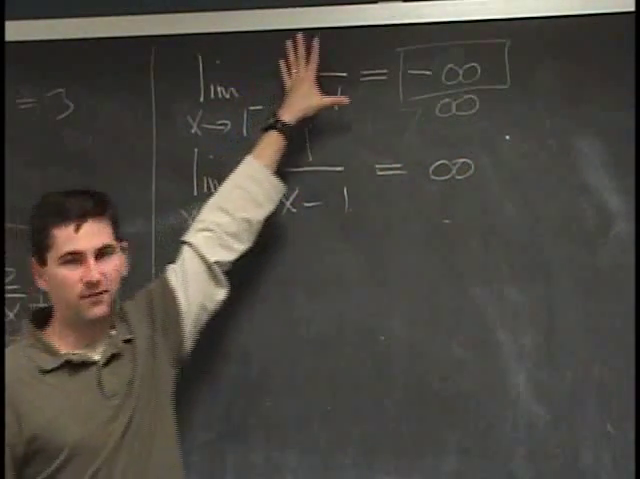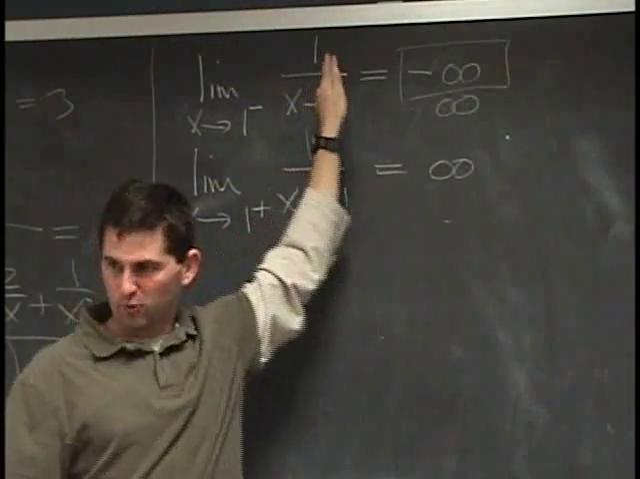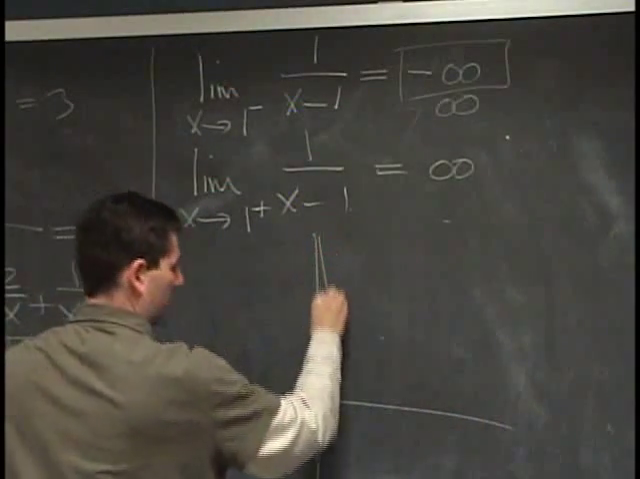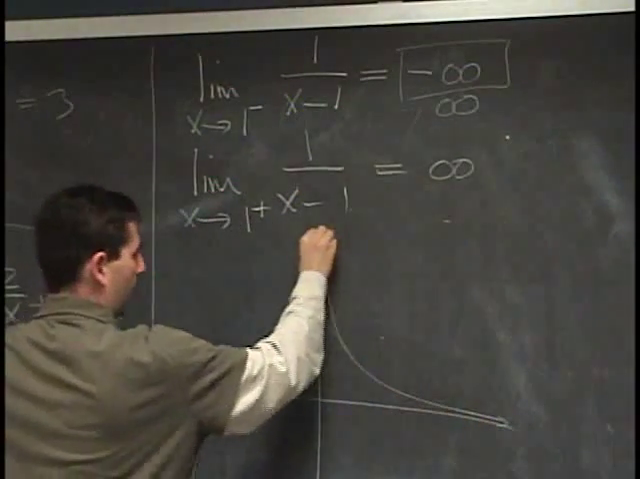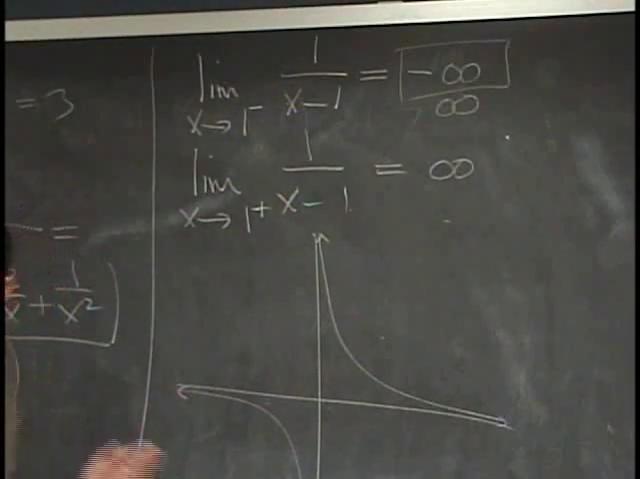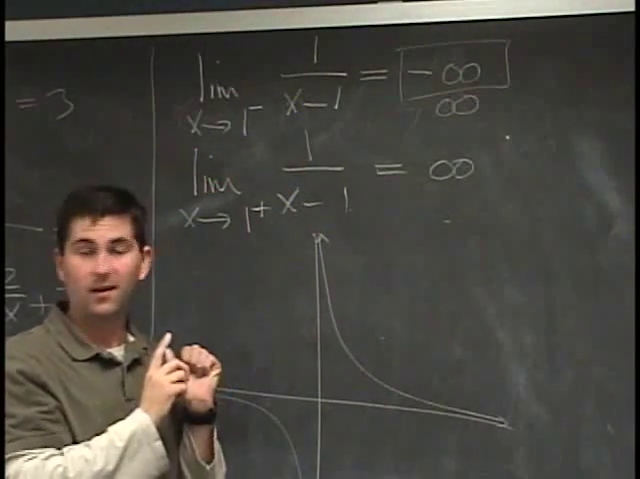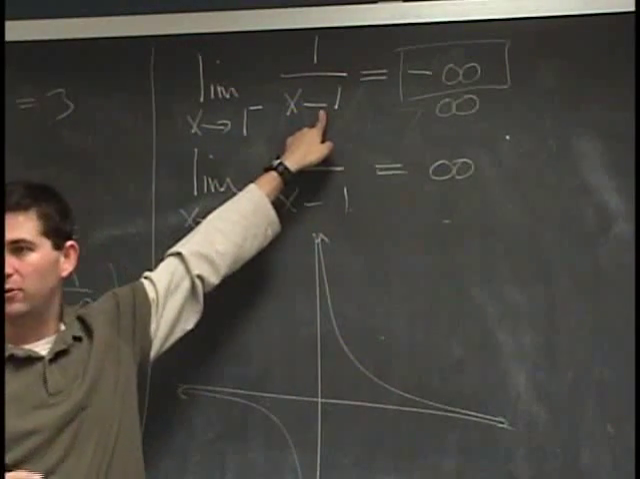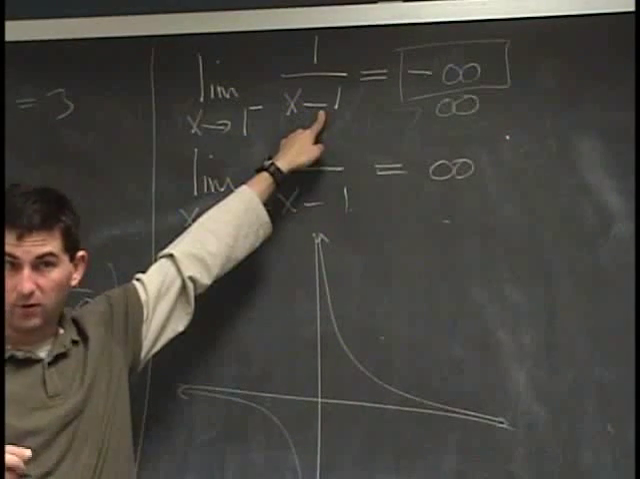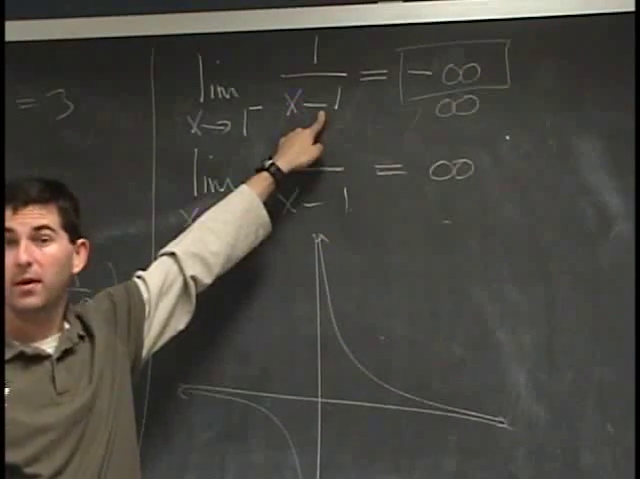Now think about what this function is. If you forgot about the minus 1, that's just 1 over x. What does 1 over x look like? 1 over x looks like this. From the left side, it goes to minus infinity. From the right side, it goes to positive infinity. And what does this minus 1 do to the graph? It's a shift. Which direction? Up? Not up. No.